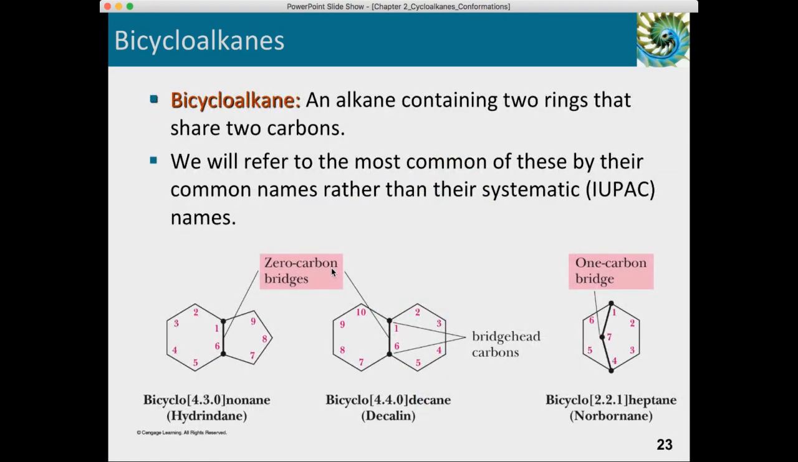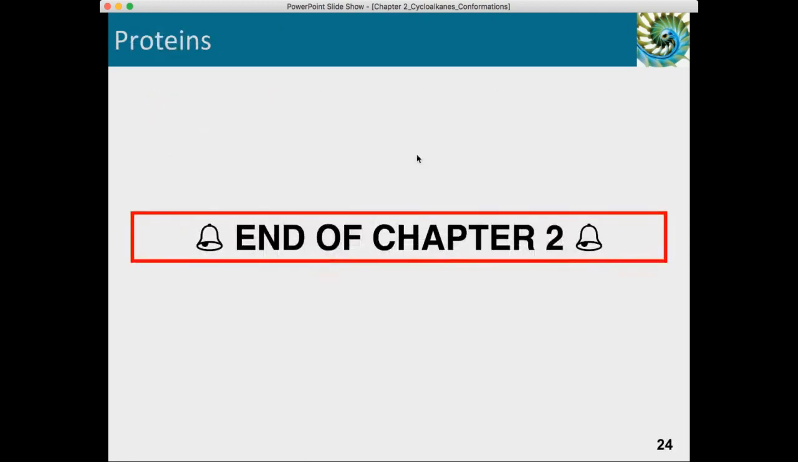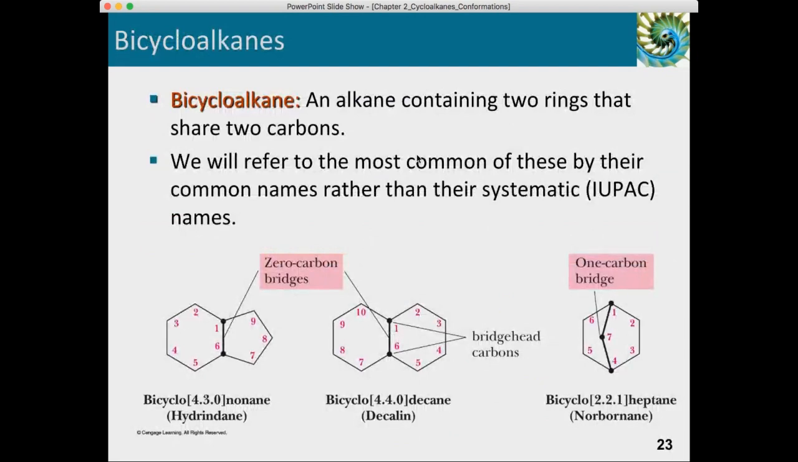So you guys need to know how to name bicycloalkanes, which, as I said, is an alkane containing two rings that share two carbons. And there are basic rules to name bicycloalkanes. They're pretty simple rules, and you guys should read this in the text, but I'm going to go over this in detail. You will also have a couple of videos on the homework to learn to name bicycloalkanes. It's pretty simple, as I said.